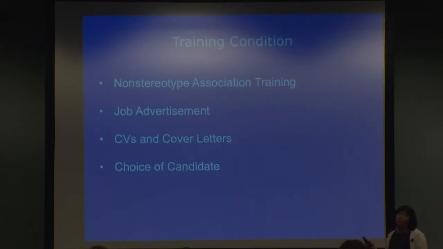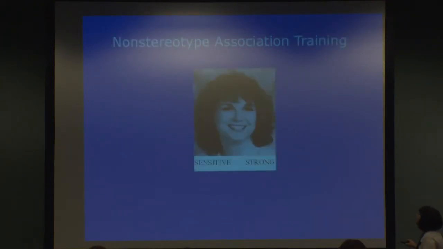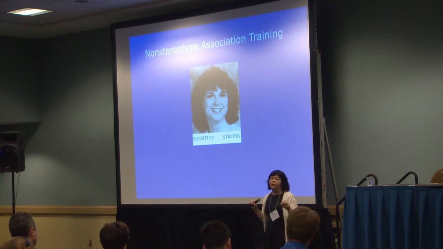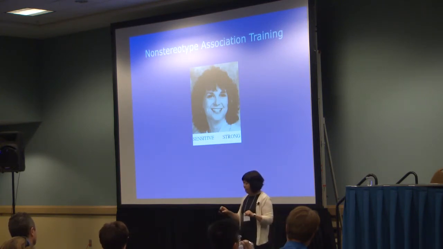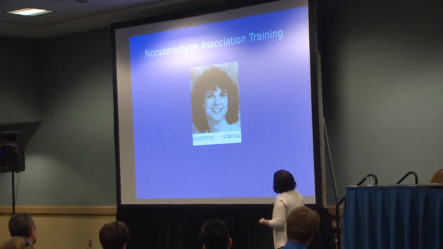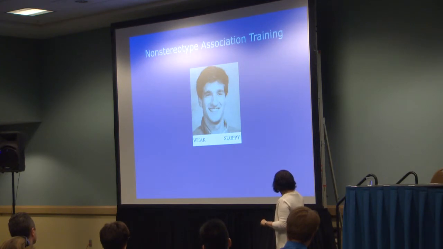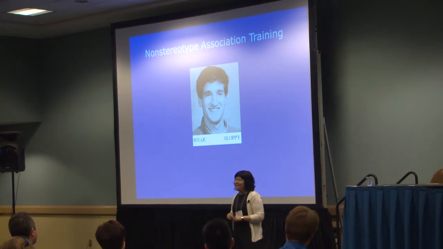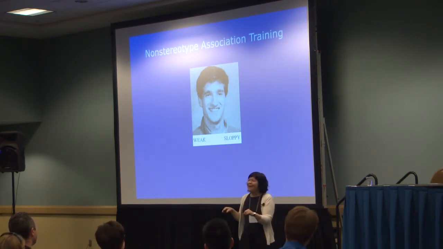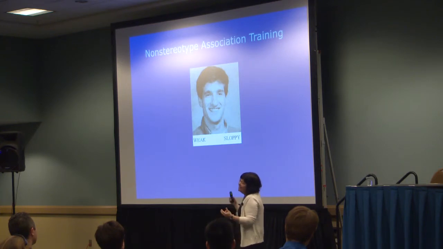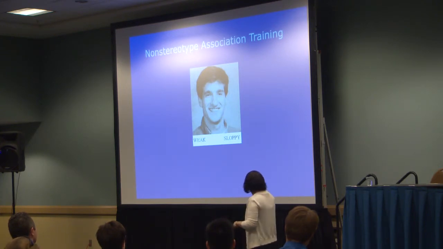In the training condition, however, we brought participants in and we first gave them a non-stereotypic association training. Specifically, we told them, we're going to show you a series of pictures of men and women, and underneath each picture you'll see two traits. We want you to choose a trait that's not typically associated with that category. And either both traits were positive or both traits were negative. So for example, here you would choose this trait. Here you would choose this trait, right? So once again, they did 480 trials in which they chose non-stereotypic associations.